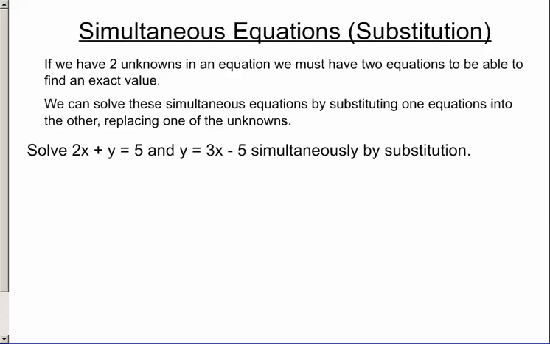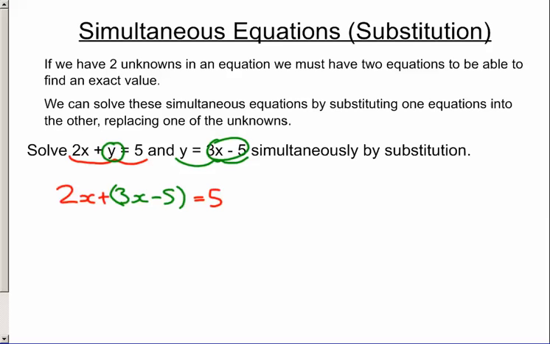So here we have two equations. We have 2x plus y equals 5, and we have y equals 3x minus 5. And what we do is we take the fact that we know that y is equal to 3x minus 5, and in the first equation we replace the y with 3x minus 5. So we get 2x plus, well, instead of y, we have 3x minus 5, and we know that that is equal to 5.